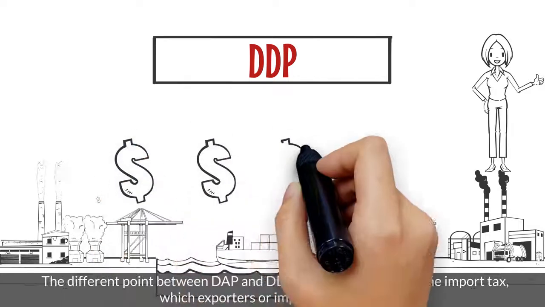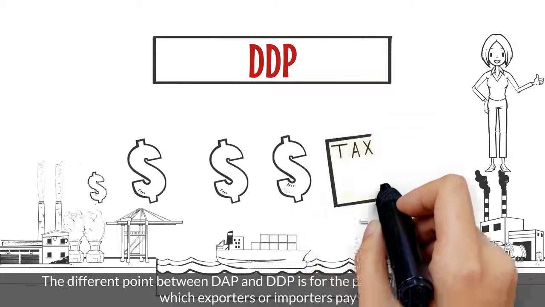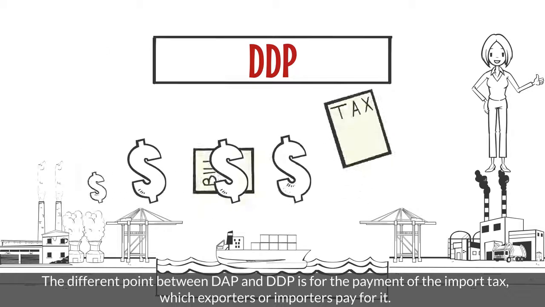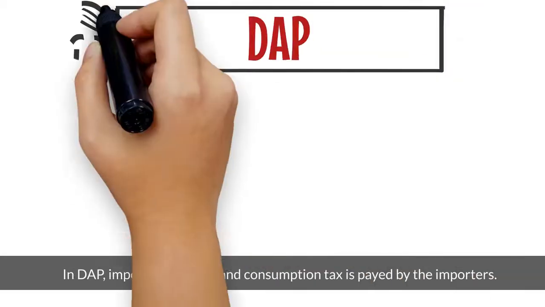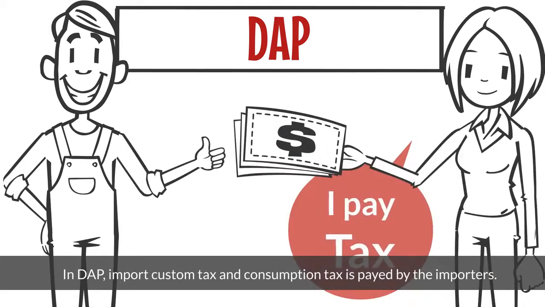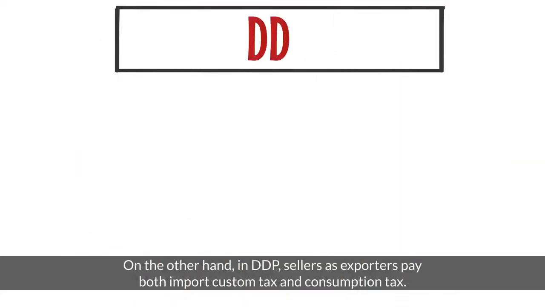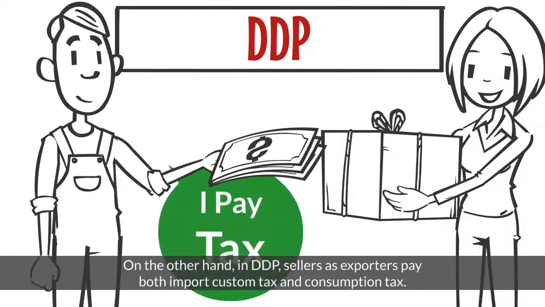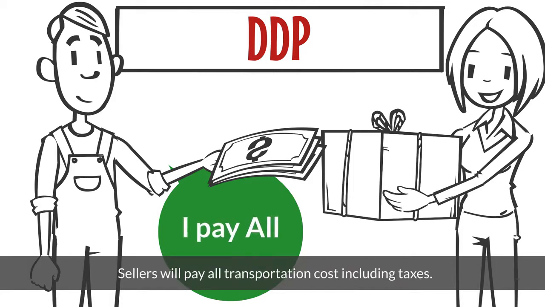The difference between DAP and DDP is the payment of the import tax, whether exporters or importers pay for it. In DAP, import customs tax and consumption tax are paid by the importers. On the other hand, in DDP, sellers as exporters pay both import customs tax and consumption tax. Sellers will pay all transportation costs including taxes.